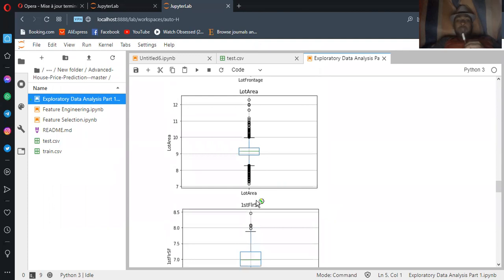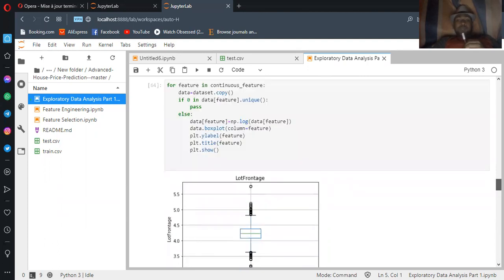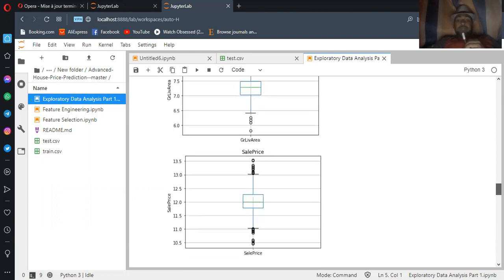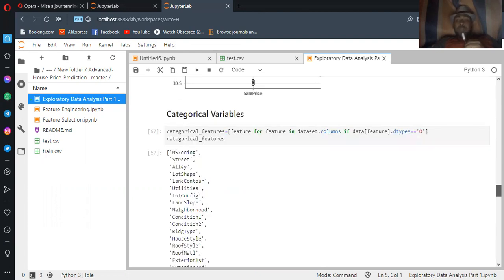Especially here in the lot area, as we see, we have many black dots. That means we have a huge number of outliers. Also for these lot conditions, the same thing happens. Well, we did this transformation. If we go to other types, the category variables, we see the discrete and continuous.